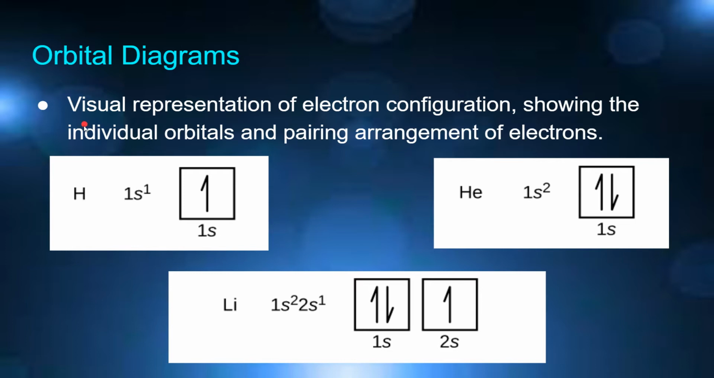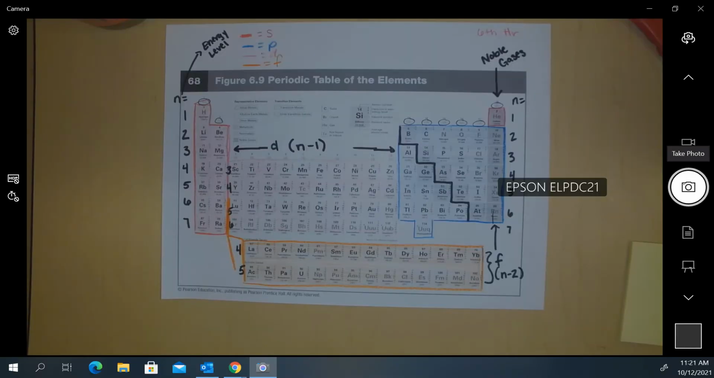Orbital diagrams are a visual representation of electron configuration. Basically, they show the individual orbitals and pairing of the electrons within these orbitals. So hydrogen's 1s1, helium's 1s2, lithium is 1s2, 2s1. I'm going to pull up my camera and show you guys how we're finding these numbers.